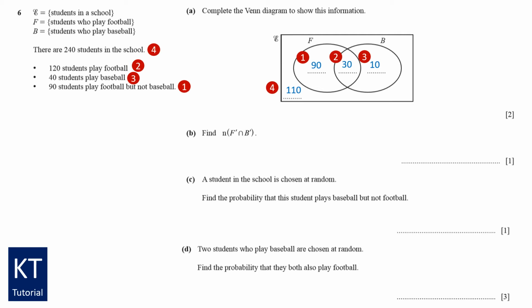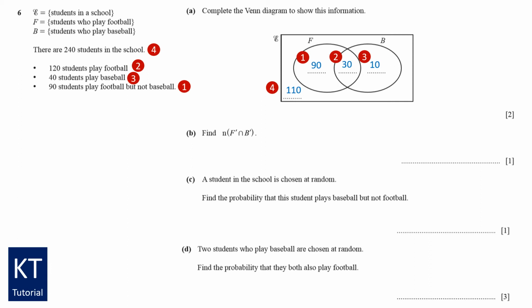Step 1 involves documenting the 90 students playing football but not baseball. Step 2 involves documenting the remaining 30 out of 120 students playing football. Step 3 involves documenting the remaining 10 out of 40 students playing baseball. And finally, step 4 involves documenting the 110 out of the 240 students in the entire school.